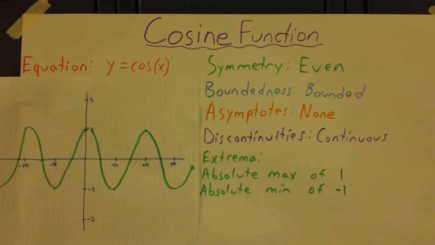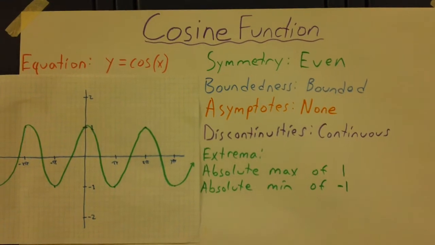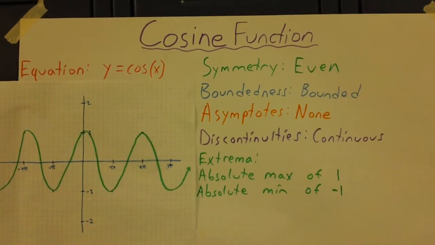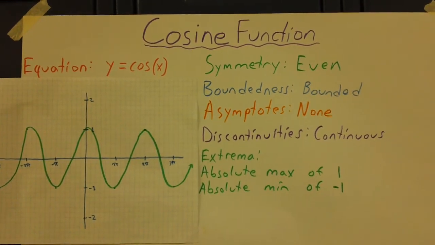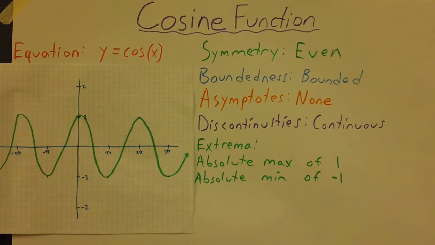So this is a cosine function. The equation is y equals cosine x, and the symmetry is even. Boundedness is bounded, and there are no asymptotes. And this is the graph.